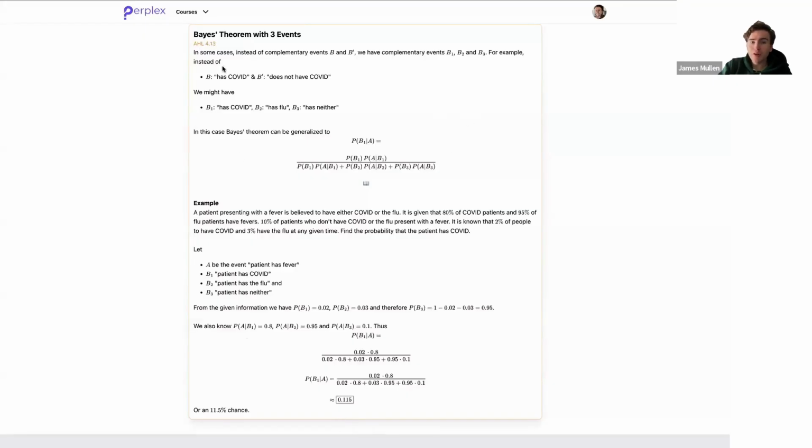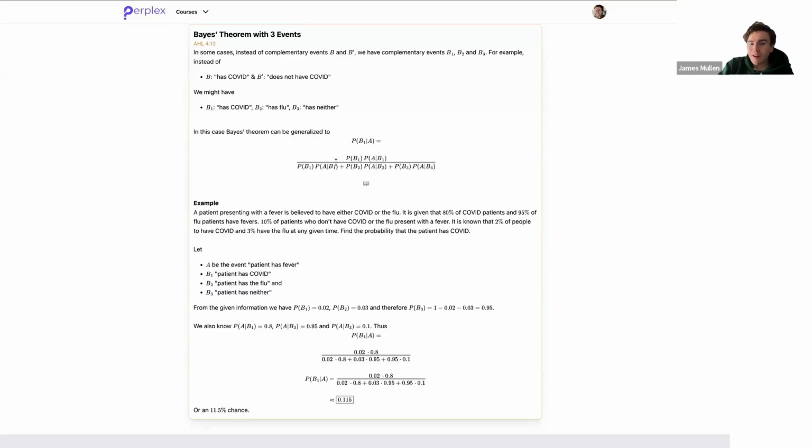Okay, so for example, I could have the event B is someone has COVID, and B prime is someone does not have COVID. But we might also have B1, someone has COVID, B2, someone has the flu, and B3, someone has neither. And obviously, someone could have both, but for the sake of imagination, let's imagine that's not the case. So in this case, I can generalize Bayes' theorem, and it just gets even messier. It's still in your formula booklet.